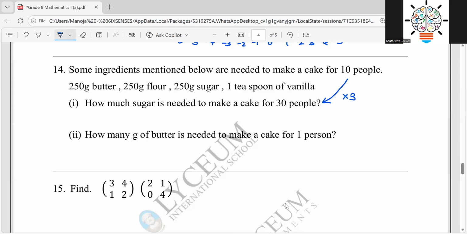They are asking only the sugar requirement. So then you multiply the 250 grams by 3. It gives me 750 grams. Right? How many grams of butter is needed to make a cake for 1 person? The 10 people, this is the requirement. Now they are talking about 1 person. That means you want to divide this by 10. So then how are we going to find the butter requirement? For 10 people it is 250 grams, and you divide this by 10 and it gives me 25 grams.